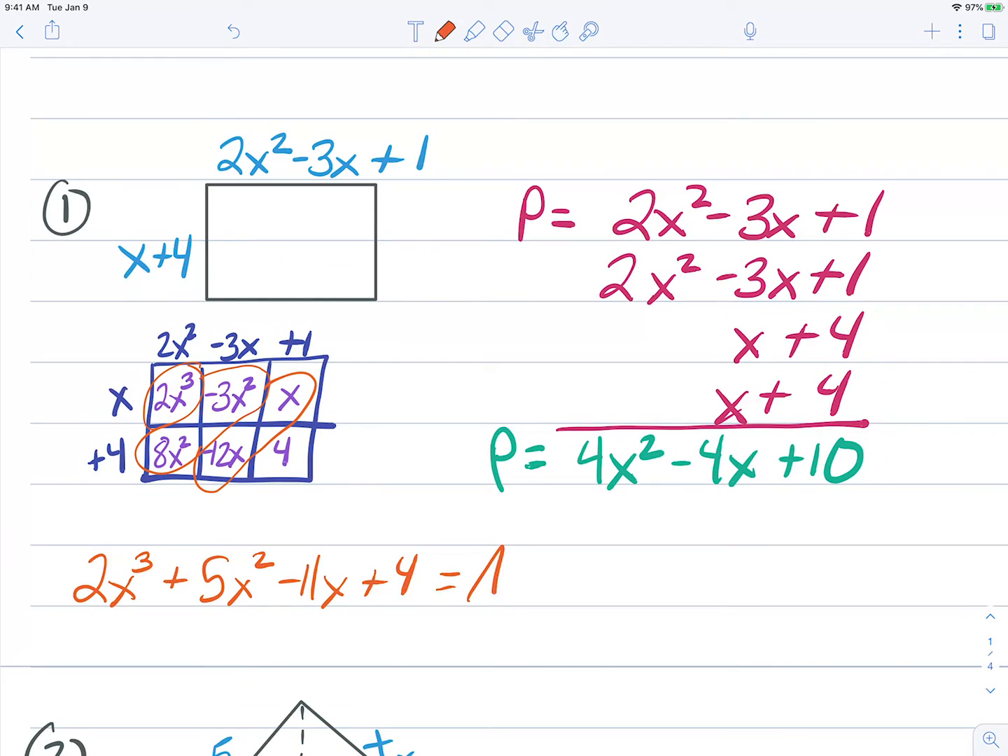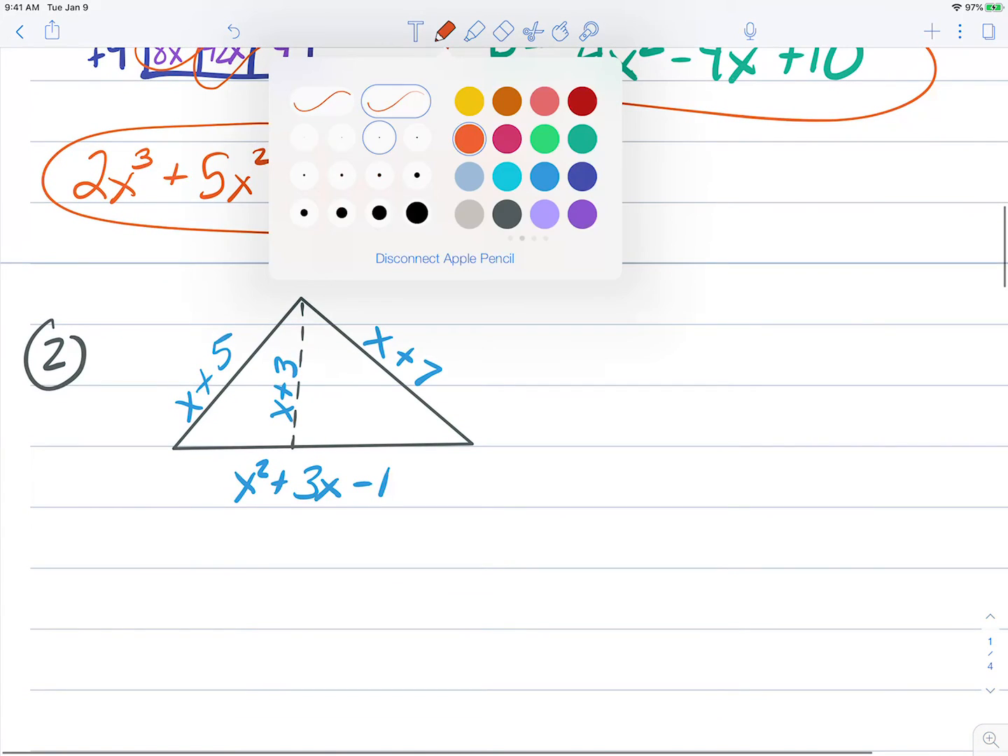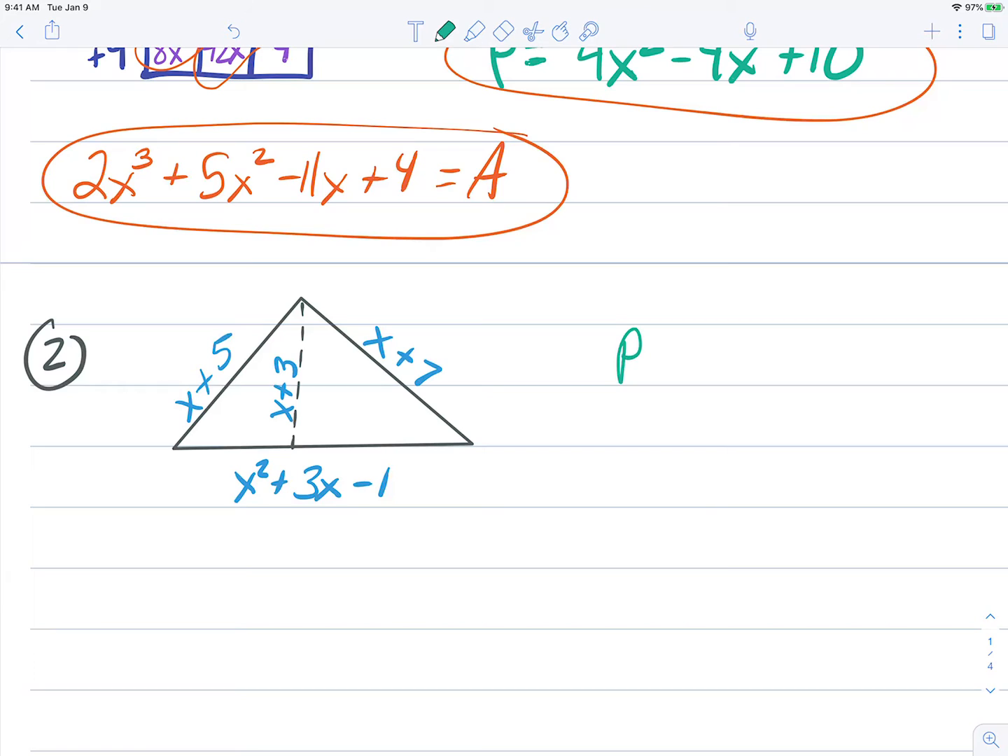So this is the area of that rectangle. So we've just figured out the perimeter and area of the rectangle. For your assignment, you have 2 of those. You also have 2 of these, so you have a triangle. And if I wanted to find the perimeter, I'm first going to add up all the sides.